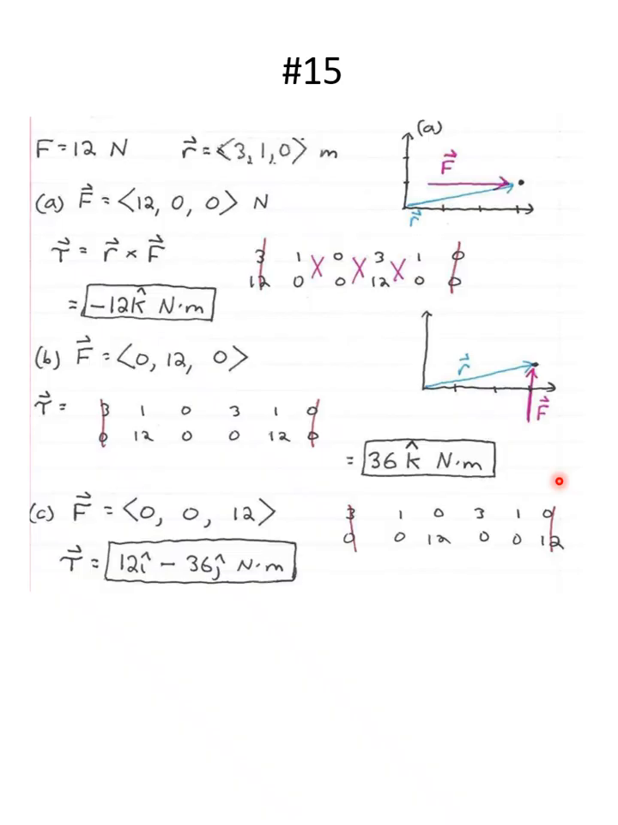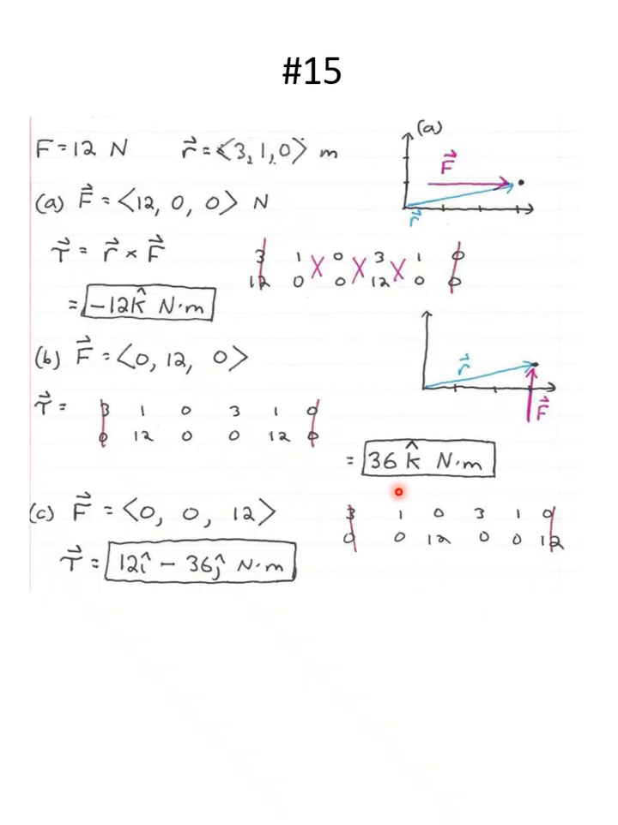And then finally, part C has the force going in the z direction. I didn't draw it, but the force is 0, 0, 12. And so we're going to do the same method that I've used, but now the force we're going to write out on the lower row, 0, 0, 12, 0, 0, 12.